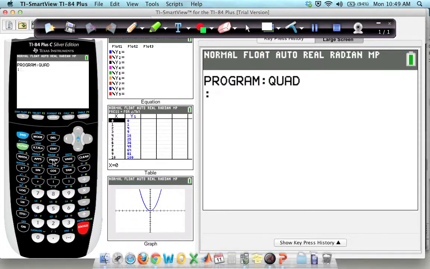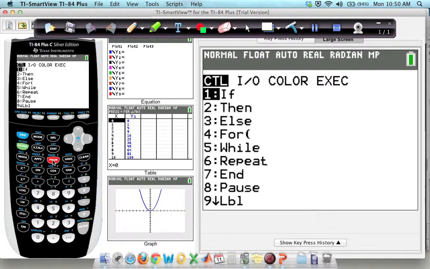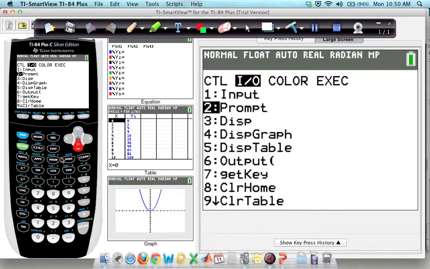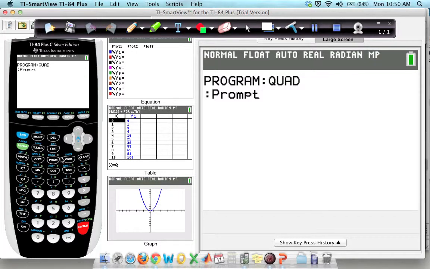Once you type in quad, hit enter, and you'll have a blinking cursor, and the first thing we want is our calculator to ask us what A, B, and C are. So hit Program again. Go over to I/O, and down at number 2 it says Prompt. Hit Enter, and you're going to ask it to prompt you for A, so hit alpha A. Then you have a comma right next to this x squared, so do a comma. Then alpha B, comma, alpha C. So you're asking it to prompt you for what A, B, and C are. Then hit enter.